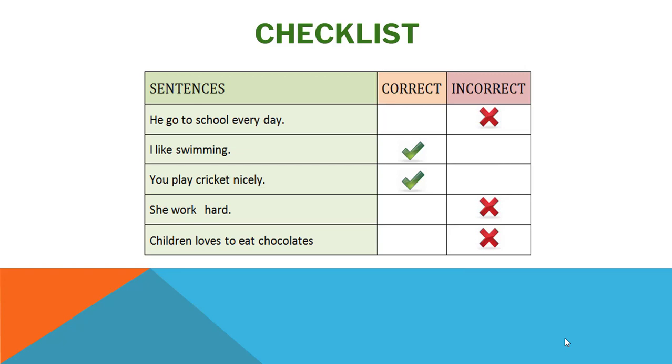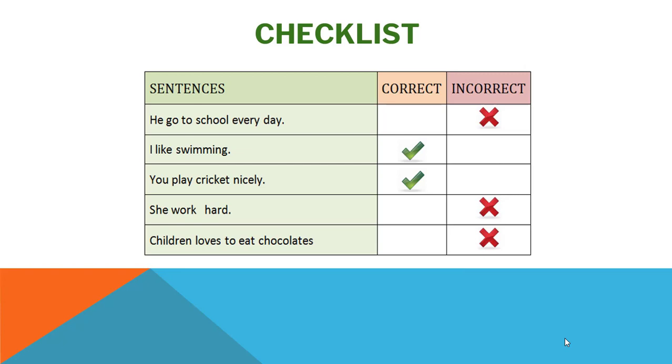Third statement is you play cricket nicely. This sentence is also correct because we cannot use S because here we have a subject that is you. So according to the grammatical structure, we cannot use S with the base form. In this way, this sentence is also correct.